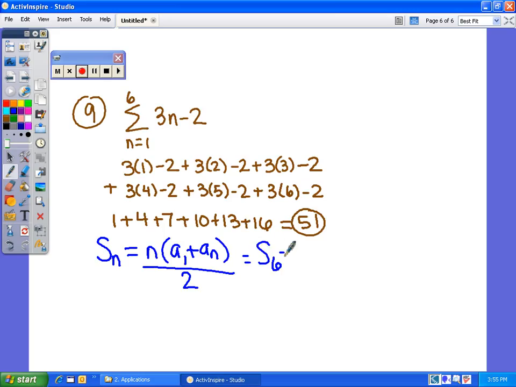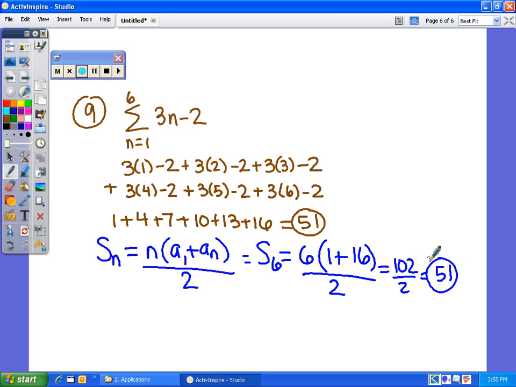So S sub 6 equals 6 times a sub 1, which is 1, plus a sub 6, which is 16, all divided by 2. And you'll see that it'll give you the exact same answer that we got from adding them together. So 6 times 17 is 102, and 102 divided by 2 is 51. So 2 ways of doing the same problem.